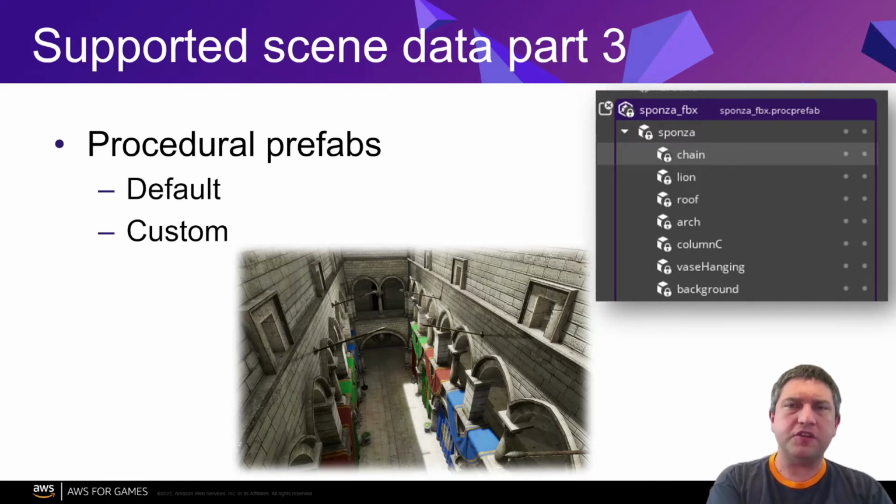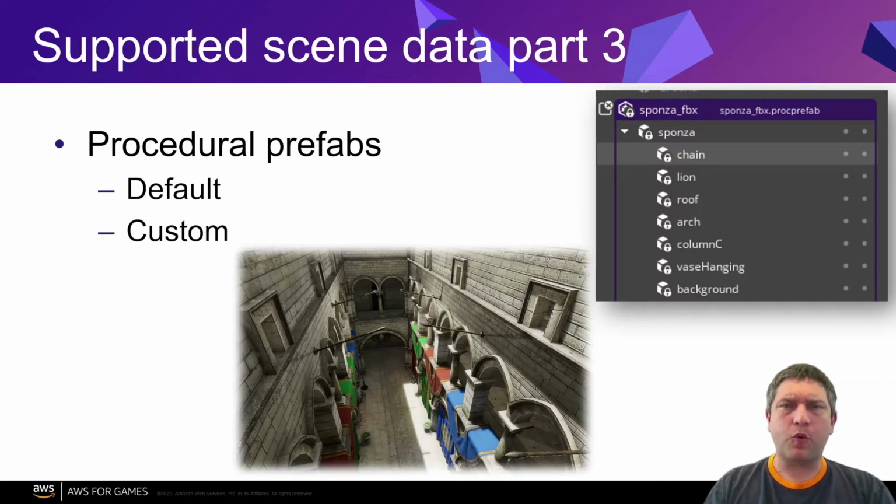The default procedural prefab, which you see I've shown here with the Sponza scene that comes with the automated testing project, gives you an entity per node that had a static mesh. We don't have any default procedural prefab information for characters yet. If it's something you'd want to see, reach out on Discord, talk to us on GitHub.